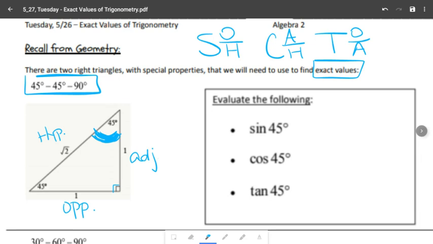And sine is opposite over hypotenuse, so 1 over radical 2. Cosine 45 is adjacent over hypotenuse. So again, you end up with 1 over radical 2. And tangent 45, opposite over adjacent, 1 over 1. Simplifies to just 1.